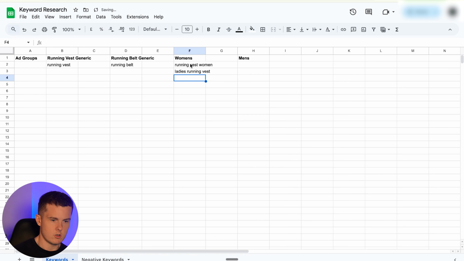We need to be careful that you don't have essentially a lot of the same terms with the same meaning. These are very similar terms. So generally speaking, depending on the match type, if you targeted running vest women, then ladies running vest would also be caught by this keyword. So there isn't a great necessity to have both of these in or have multiple variations of the same term. You can do running vest for men.